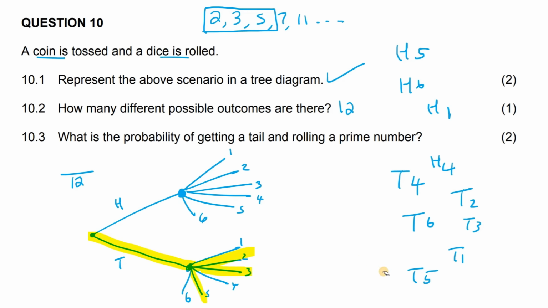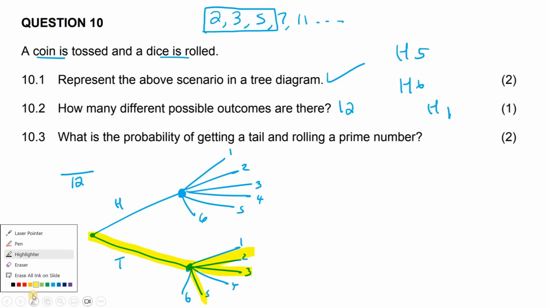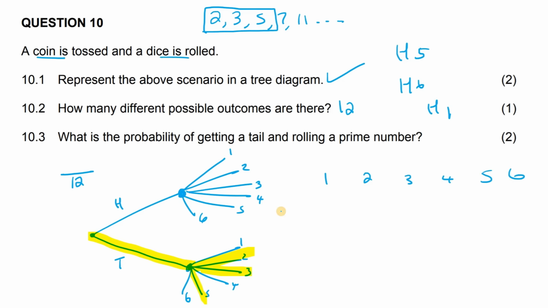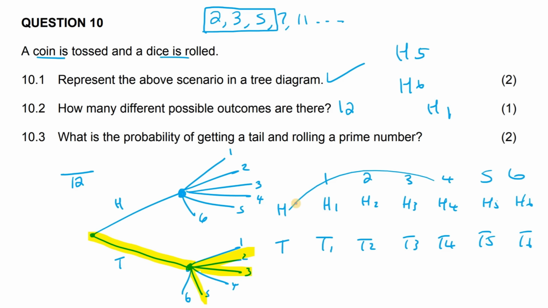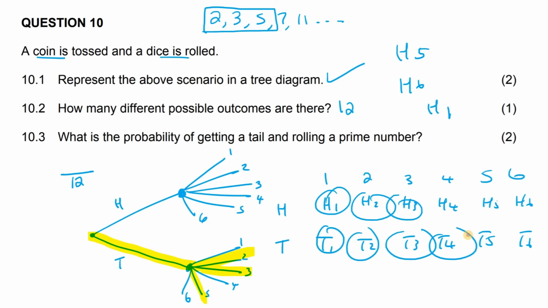Out of all 12 combinations, maybe some of you might like to think of it like this. You could roll a 1, a 2, a 3, a 4, a 5, or a 6, and then you could do a heads and a tails. So this one would be a heads and a 1, a heads and a 2, a heads and a 3, a heads and a 4, a heads and a 5, and a heads and a 6, or a tail and a 1, a tail and a 2, a tail and a 3, a tail and a 4, and so on. This is just a different way to understand it. So you see there are 12 options, and that's what we've already said.